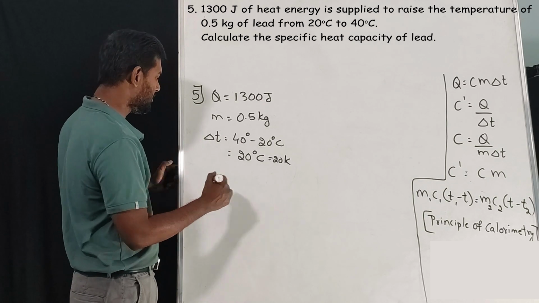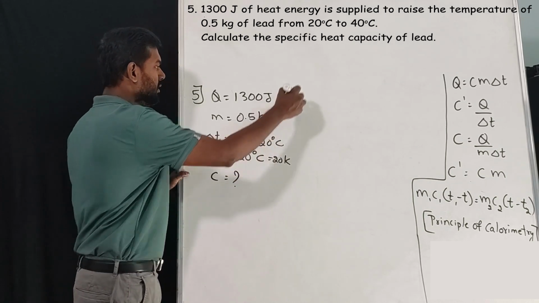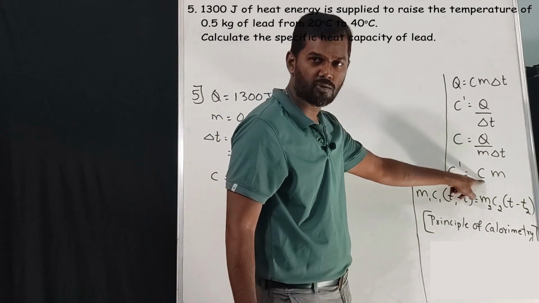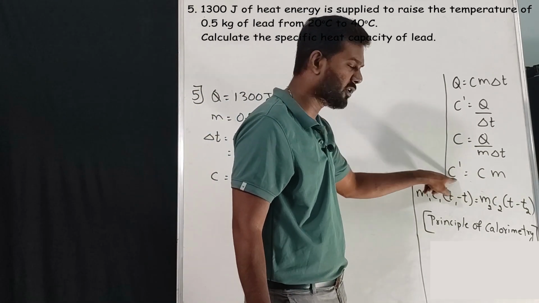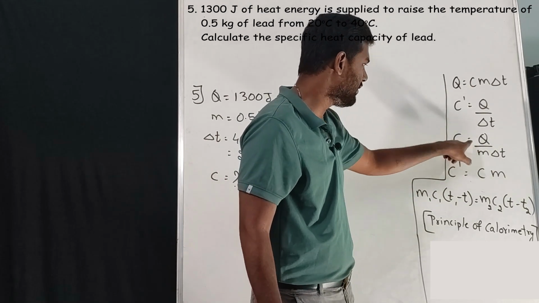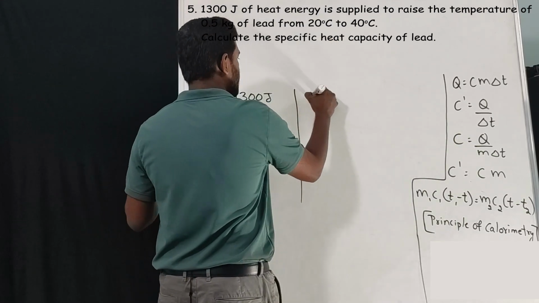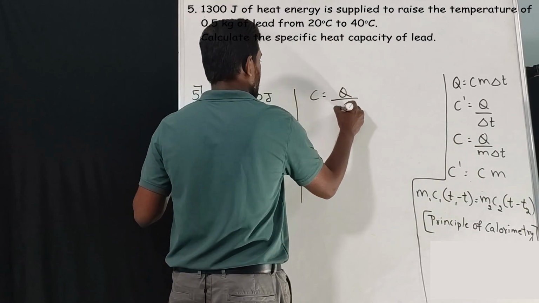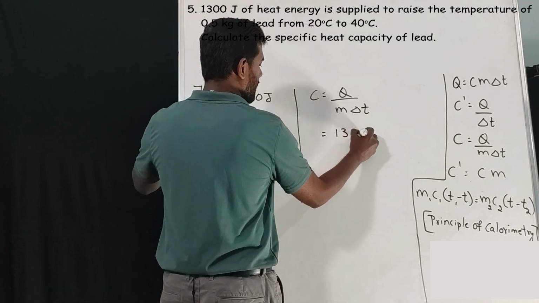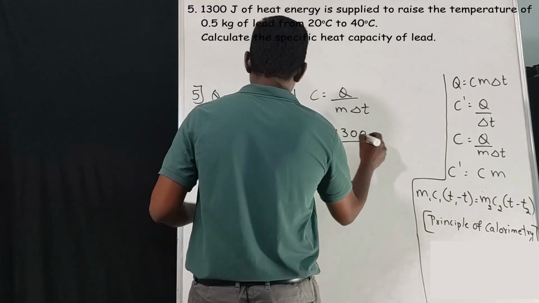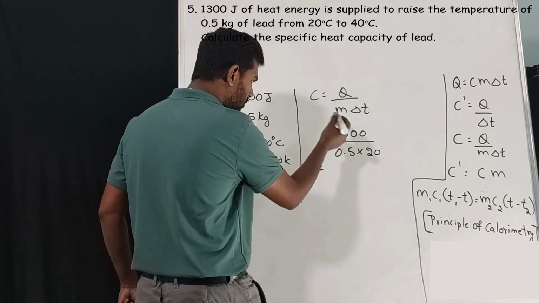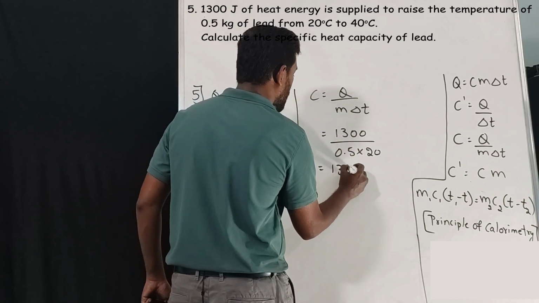Then calculate the specific heat capacity. We need to find this one. See which formula we need to apply. If you want to find specific heat capacity, we can go for this formula. Q, m, delta T, all these values are given, so we'll use this formula. C is equal to Q by m delta T. Q is nothing but 1300, and mass is 0.5 into 20. If you substitute all these things properly, you will get the answer as 130.